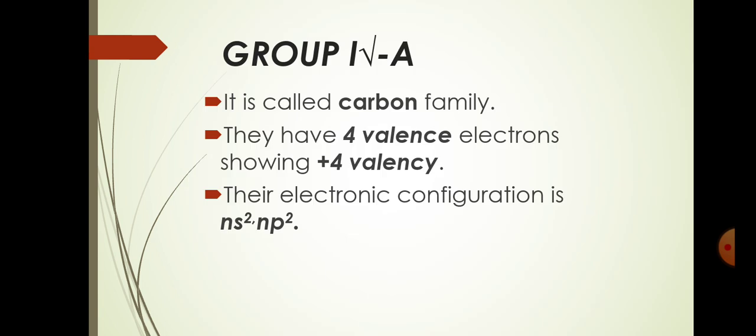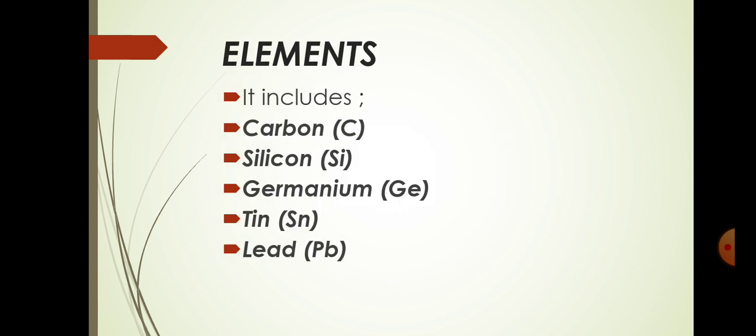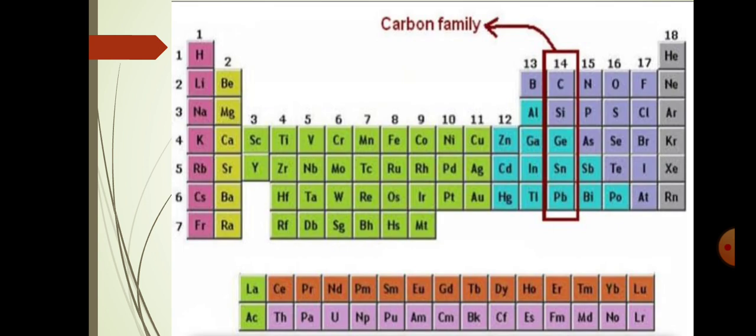Then group number 4A. It is called the carbon family. They have four valence electrons showing the +4 valency. Group 4A having four valence electrons and showing the +4 valency means they form four bonds to complete their outermost shell. Their electronic configuration is ns2 np2. It includes carbon, silicon, germanium, tin, lead. The carbon family you can see on your screen on the periodic table.